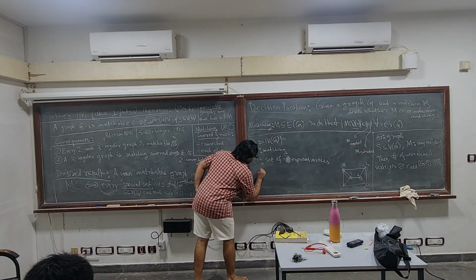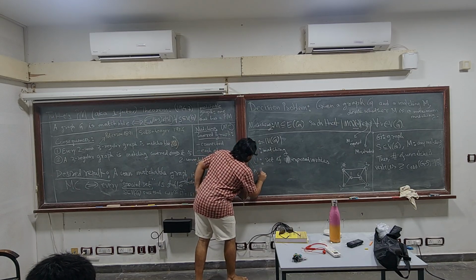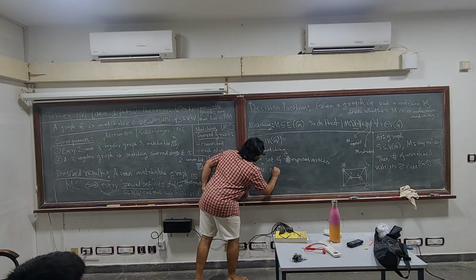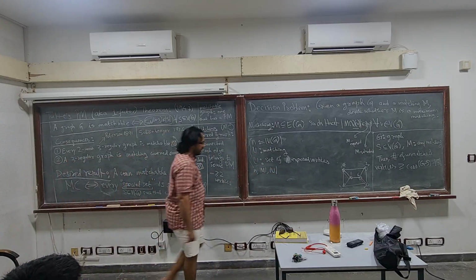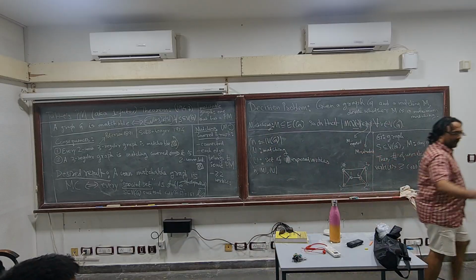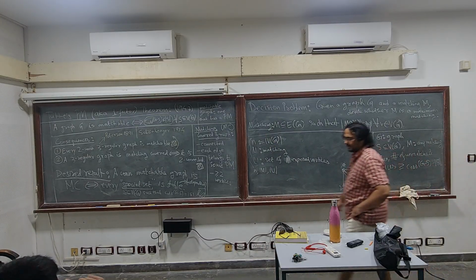Can you tell me a relation between these three? n, cardinality of M, and cardinality of U. Is there a relation between these three? If you have figured it out, just write it down in your notebook and I'll come and talk to you. Let's give everybody some time to process.